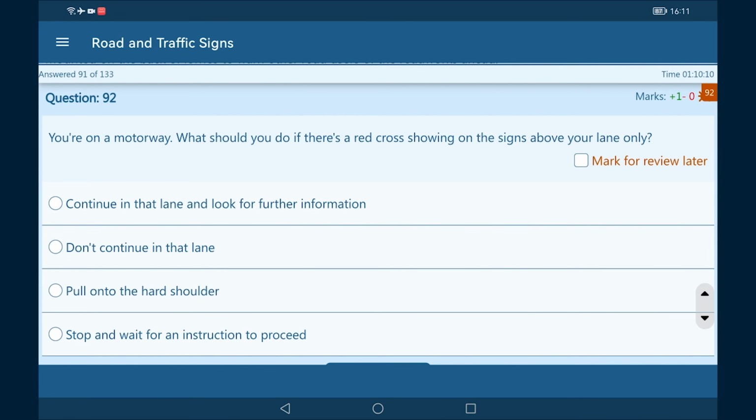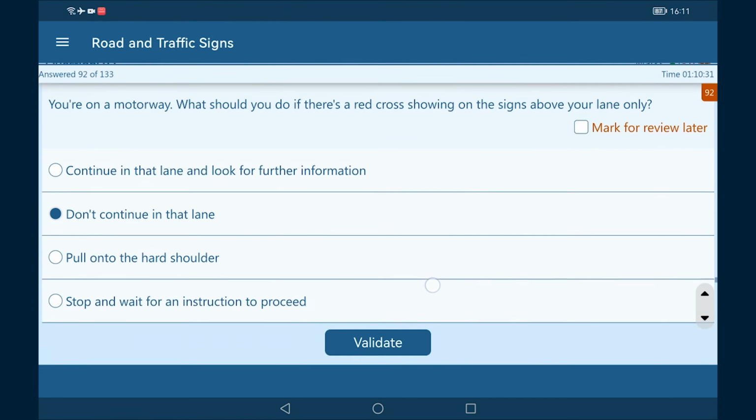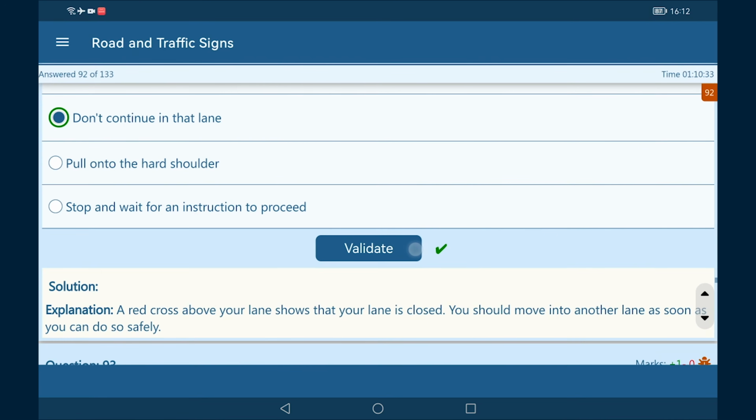Option 1. Continue in that lane and look for further information. Option 2. Don't continue in that lane. Option 3. Pull onto the hard shoulder. Option 4. Stop and wait for an instruction to proceed. The correct answer is Option 2. That is, don't continue in that lane.